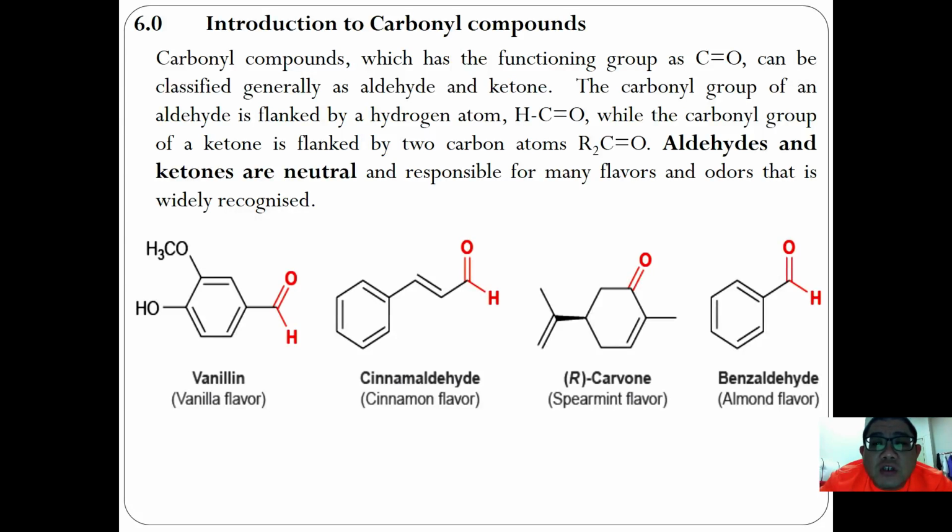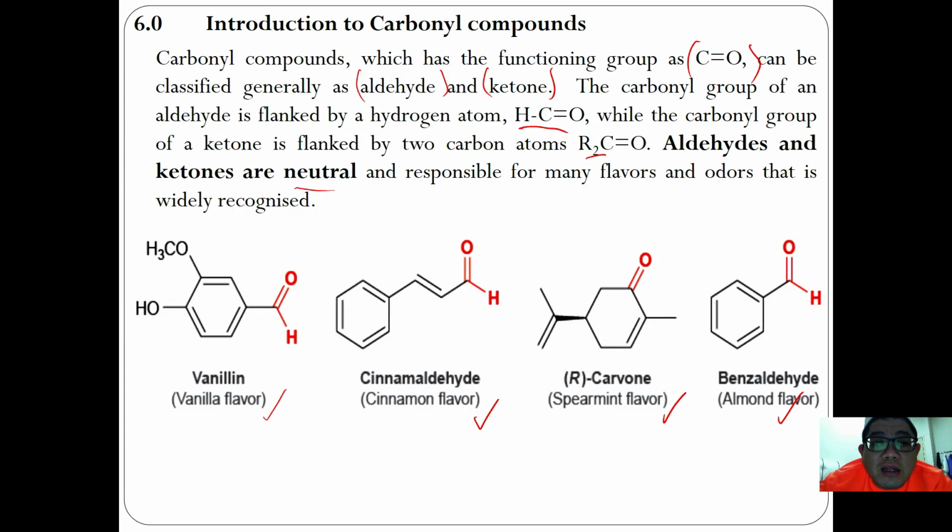A carbonyl compound has a functional group of C double bond O, which can be classified generally as the functional group of aldehydes and ketones. The carbonyl group of an aldehyde is flanked by a hydrogen atom, so you should have a CH double bond O here, while the carbonyl group of a ketone is flanked in between two carbons, so you should have two alkyls surrounding the carbon. Aldehydes and ketones are neutral molecules and are actually responsible for many flavors and odors that are widely recognized. For example, you can have vanillin, cinnamon flavor, spearmint flavor, and almond flavor. All of them come from carbonyl compounds.